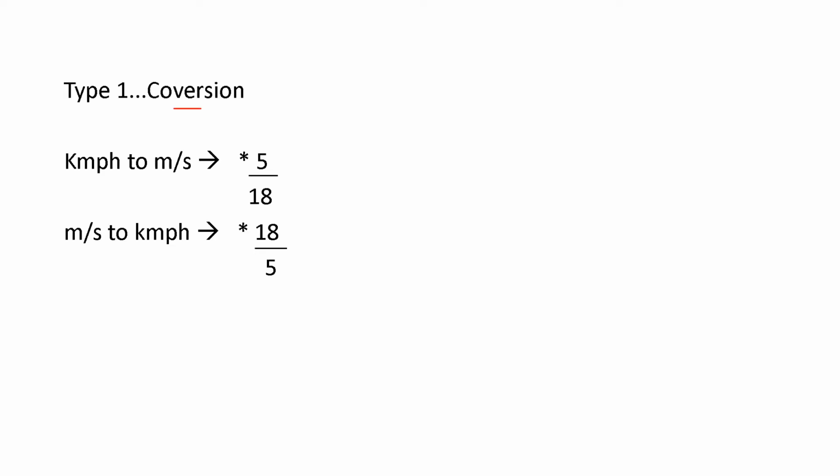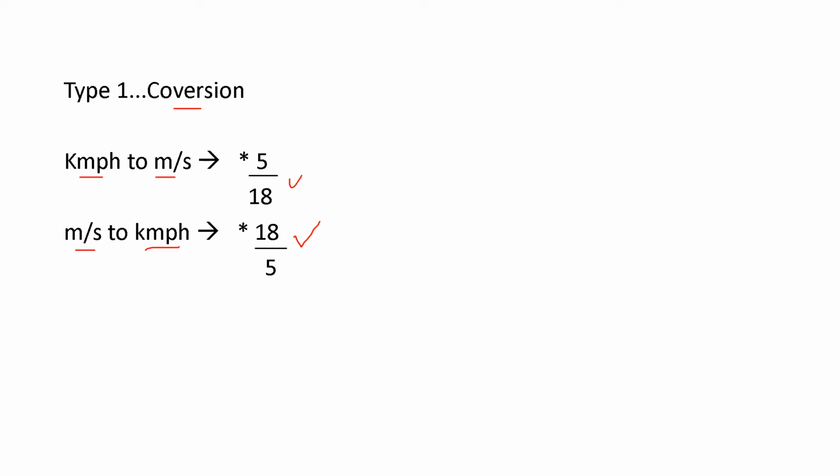First one is conversion. That is, if the speed is given in kilometer per hour and you have to change it to meter per second, it should be multiplied by 5 by 18, and meter per second to kilometer per hour you have to multiply by 18 by 5. You have to keep this in mind. That is a shortcut way to remember this.